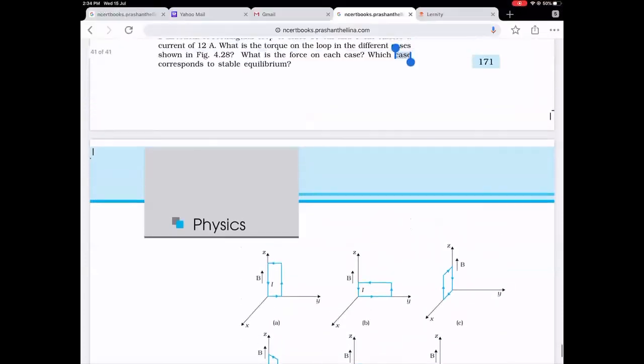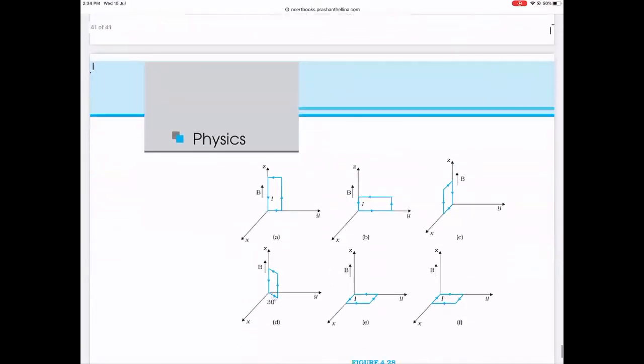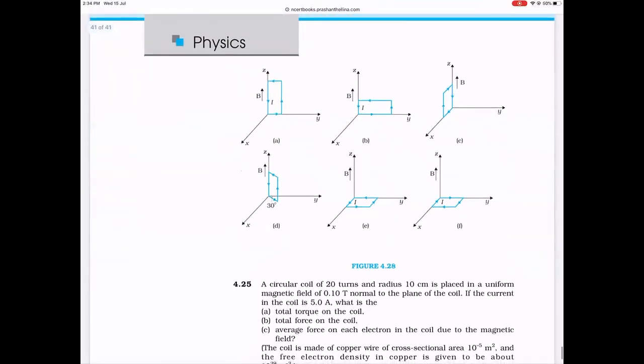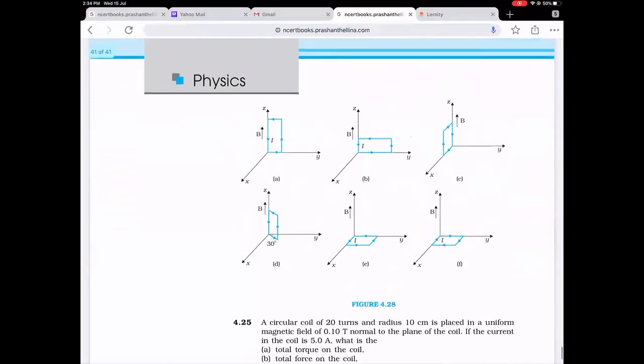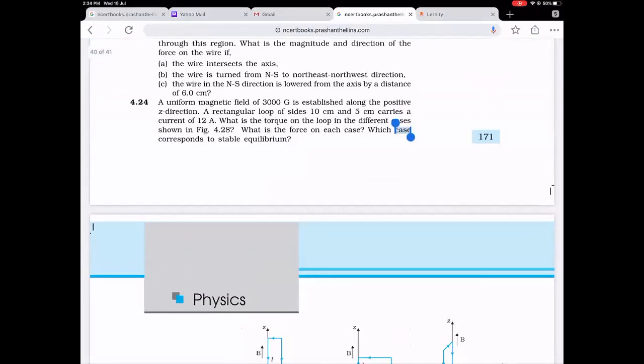Now they are asking in which case corresponds to stable equilibrium. Stable equilibrium is the case where there is no torque. So E and F will correspond to stable equilibrium. In all the other cases, there will be a torque acting. Now you can find out the magnitude. Everything is given to you. Torque is equal to A cross B. Area is given to you. Magnetic field is given to you. I is given to you. So you can find out what the torque acting is.